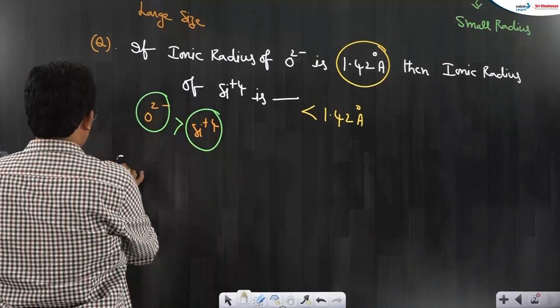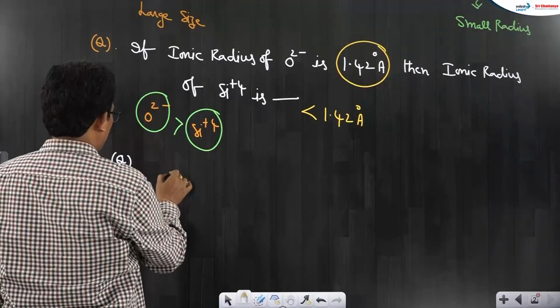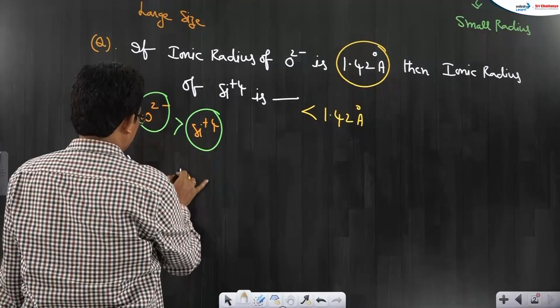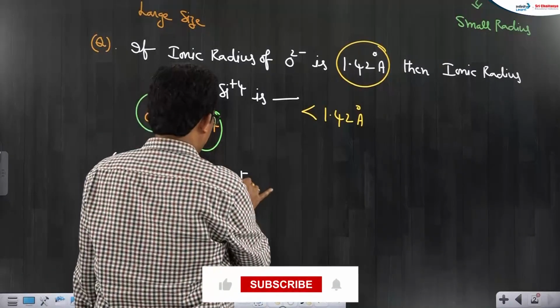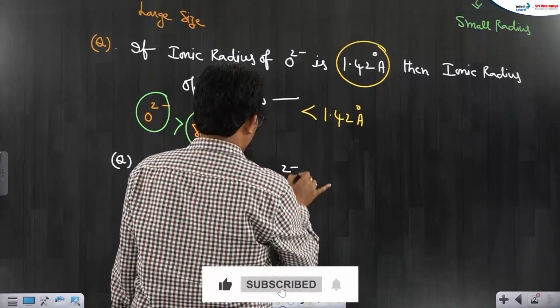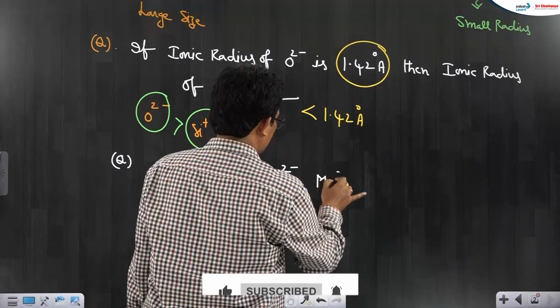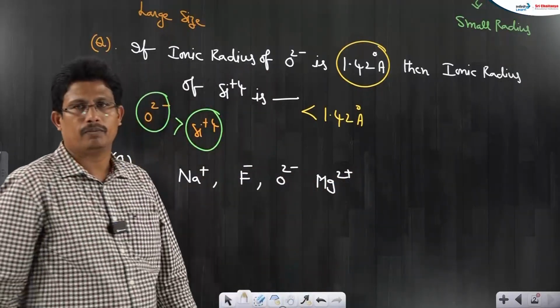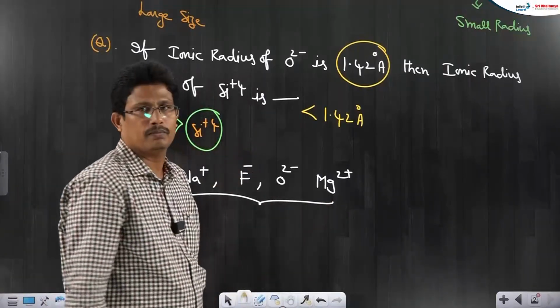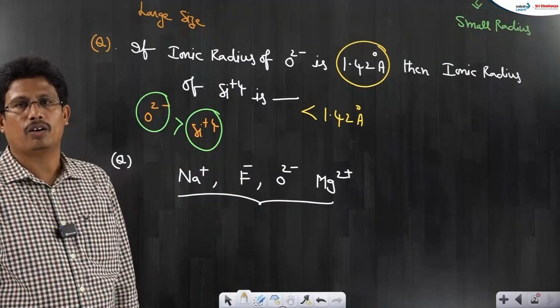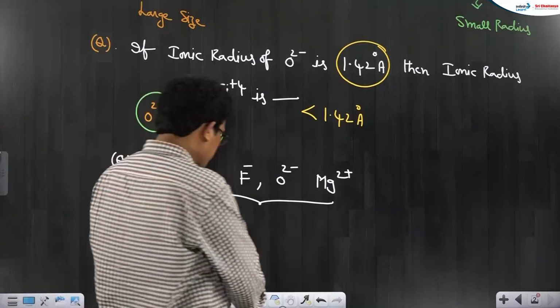Here some ions are given: Na+, F-, O2-, Mg2+. There are 4 ions given. Arrange the above 4 ions in increasing order of ionic radii.